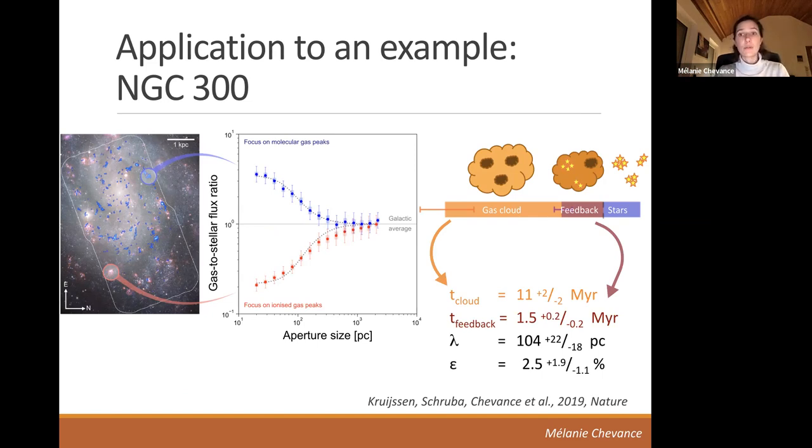So you can see that this is quite low. The star formation efficiency is quite low. The stellar feedback time scale is pretty fast, and the cloud lifetime is relatively short if you compare to the range that I presented earlier between 1 and 100 megayears, right?